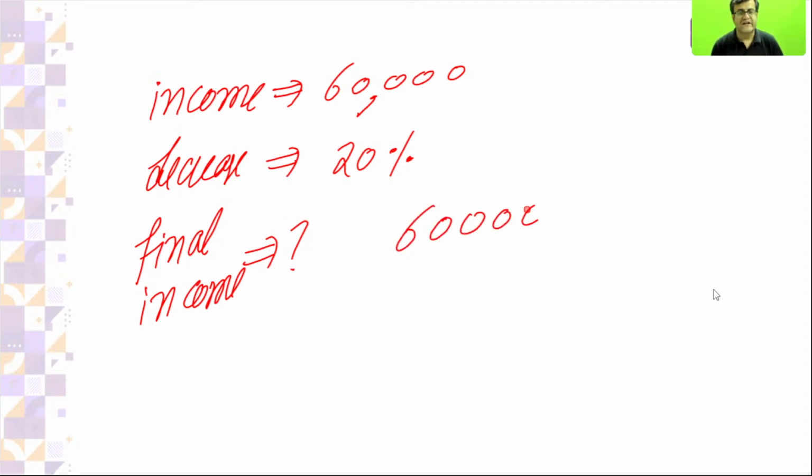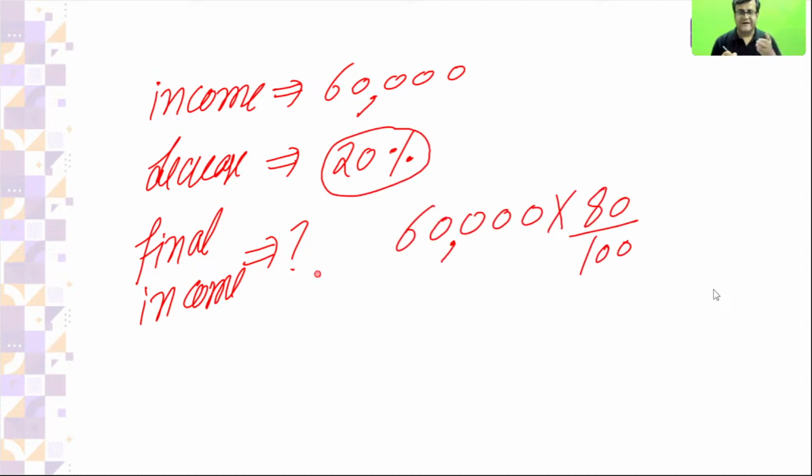60,000 is the total income. 20% is the decrease. So 80% is left. 20% decrease means out of 100, 80% is left. So 60,000 ka 80% means 8 6s are 48. So 48,000 is the right answer. Yes, now everybody got the right answer. This is great. Okay, guys, now come to this example.